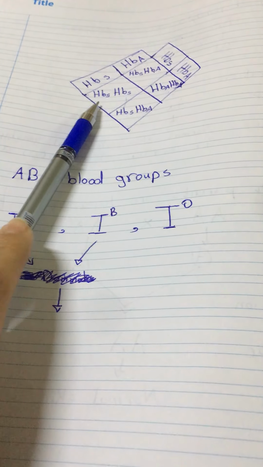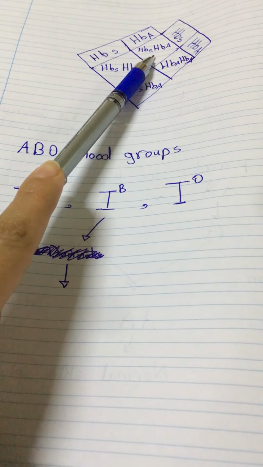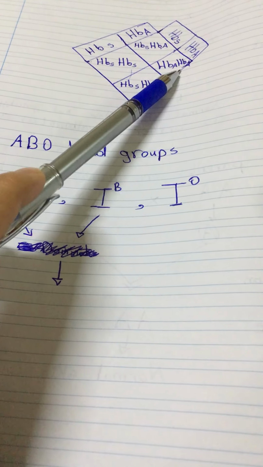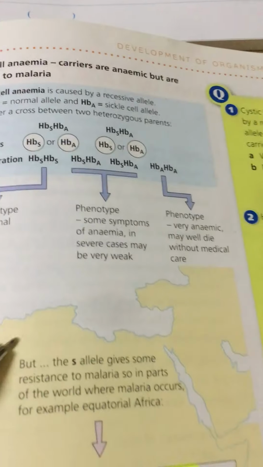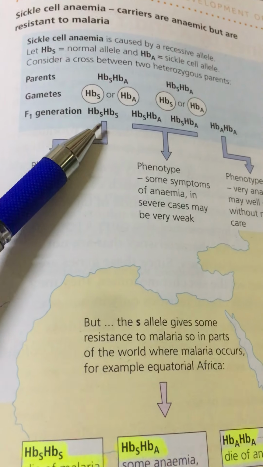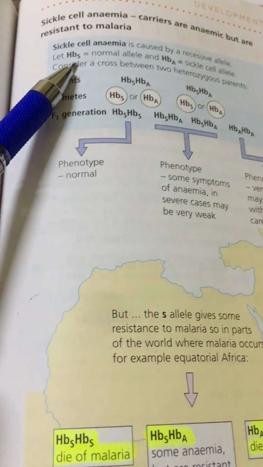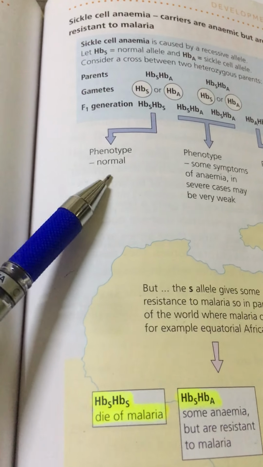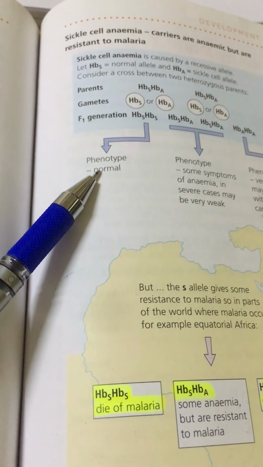The first one, HBS, HBS. The second offspring, HBS, HBA. The third one, HBA, HBA. And the last one, HBS, HBA. So those are the four offspring in the first generation. HBS is for the normal allele, so the phenotype here is normal. That means this offspring does not have anemia.